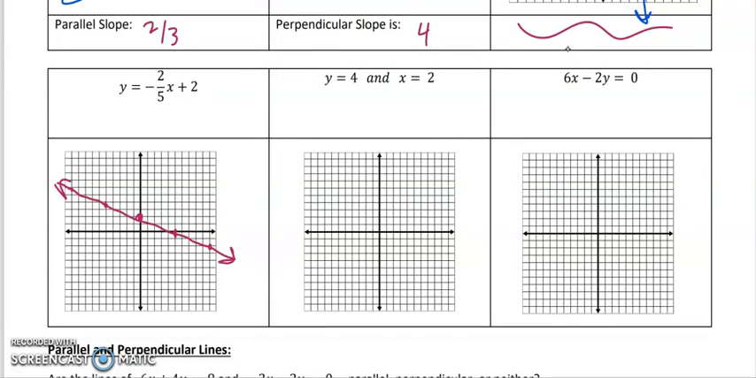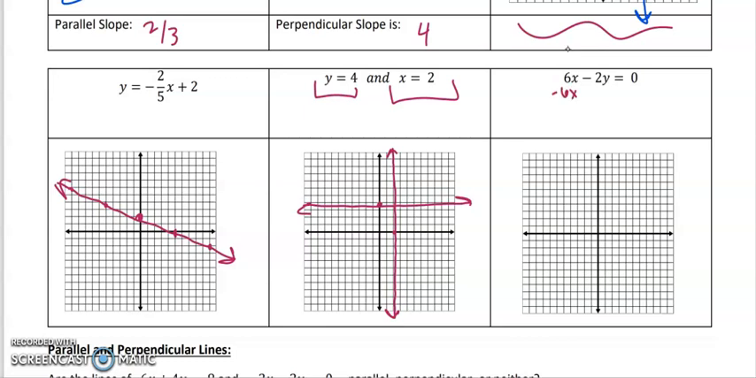In the middle, these are x equals and y equals equations. Remember, if it's y equals 4, we go to the y-axis at 4, and then we draw a horizontal line. X equals 2 means we go to the x-axis at 2, and we draw a vertical line. It's hard to get on the line with this little laptop thing, but y'all got it. Okay, perfect.